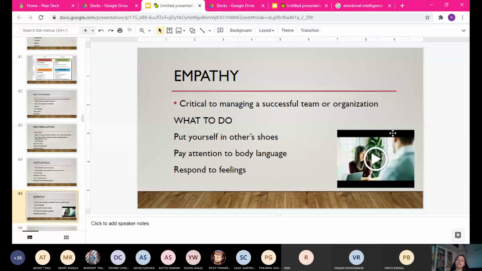And like you rightly said, empathy, which is very, very critical to managing a successful team or organization. And empathy is that quality we have been discussing so much in the course of our discussions, putting yourself into another person's shoes. If you really do not know how to empathize with people, this is what you need to do. You need to assess the situation from your viewpoint, pay attention, learn the non-verbal communication, and start practicing the art of responding to feelings.